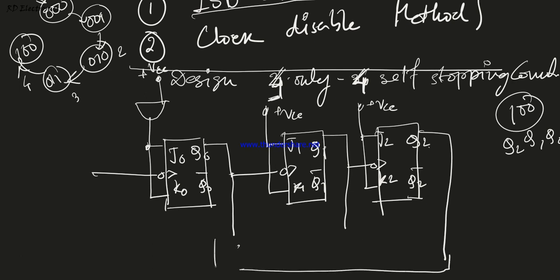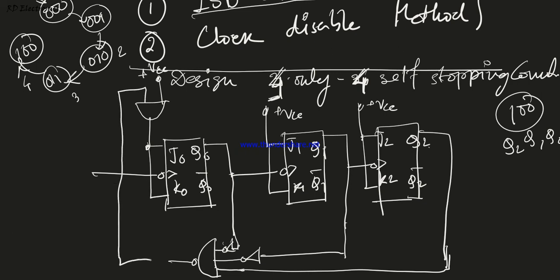Here we connect one NAND gate. The bits which are in state 1 are directly connected to the NAND gate, and the bits which are logic 0 are inverted using a NOT gate and then connected to the NAND gate. Q2, Q1, Q0 go in, and the output of this NAND gate is connected to the second input of the AND gate.